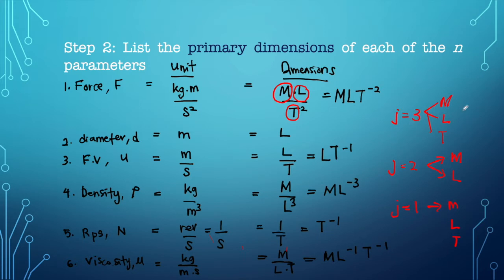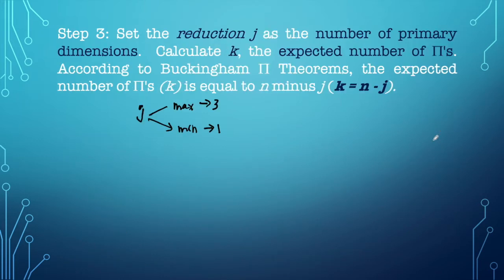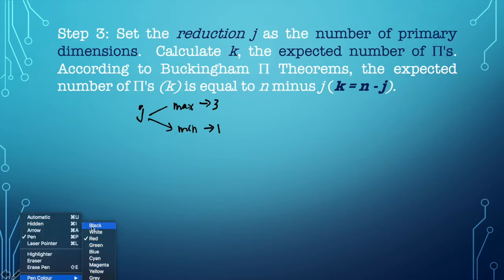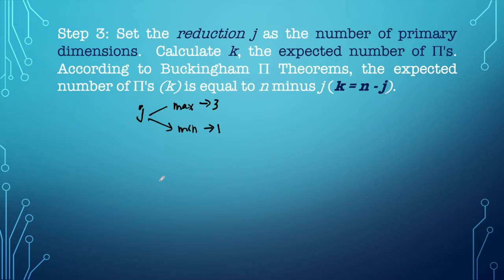So here you have to take a look at all the dimensions for all parameters and then count the total number of primary dimensions. Okay, here we have 3 primary dimensions, M, L, and T. Therefore your J number is 3. So in your question, J number is 3.